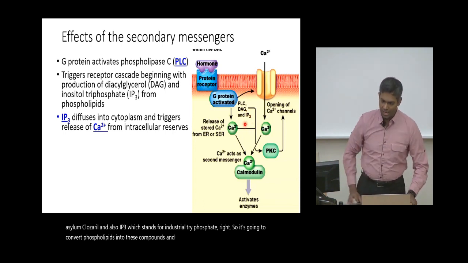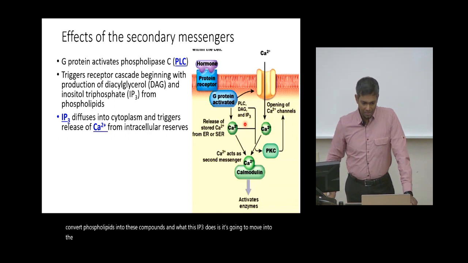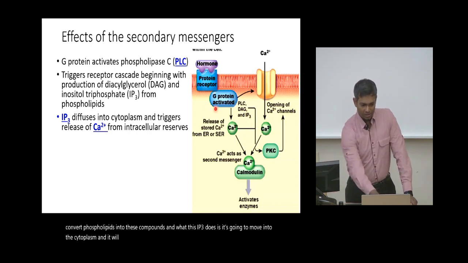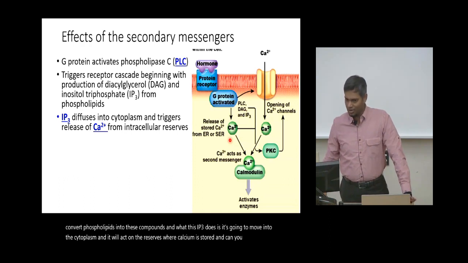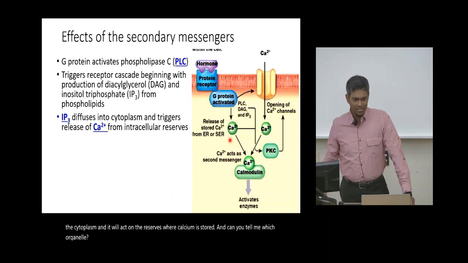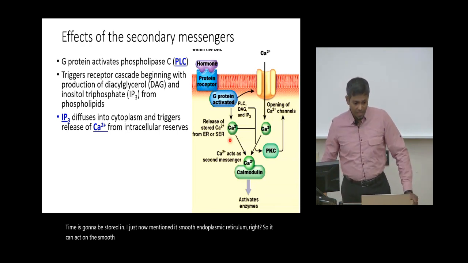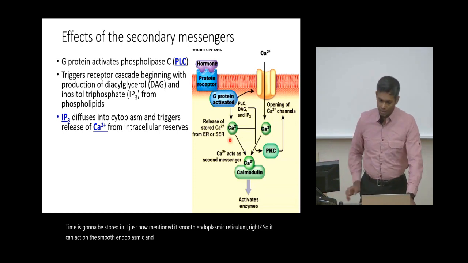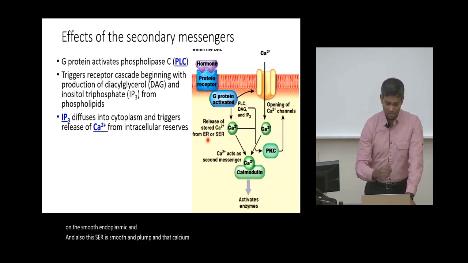What this IP3 does is it's going to move into the cytoplasm, and it will act on the reserves where calcium is stored. Can you tell me which organelle calcium is going to be stored in? I just now mentioned it. Smooth endoplasmic reticulum. So it can act on the smooth endoplasmic reticulum, this SER, and that calcium can have further downstream effects.